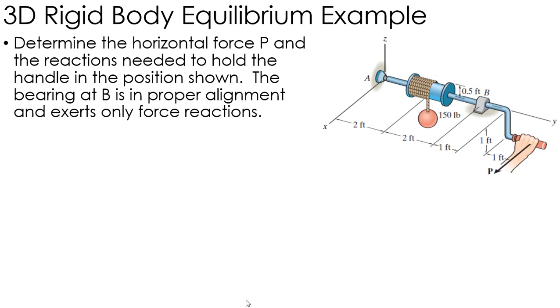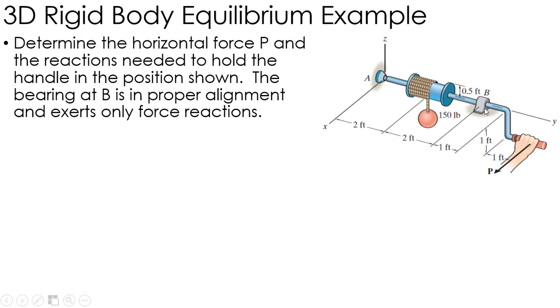Okay, so let's do an example of 3D rigid body equilibrium. I have this system right here where I've got a ball and socket joint at A, a weight of 150 wrapped around a drum right here, and a bearing right here at B, and I have an applied force right here.